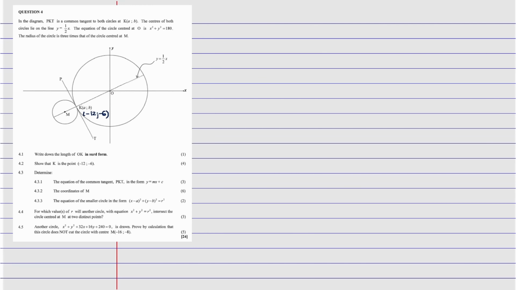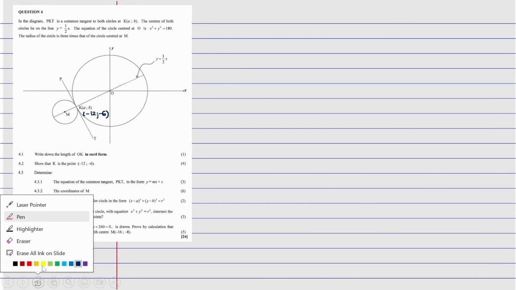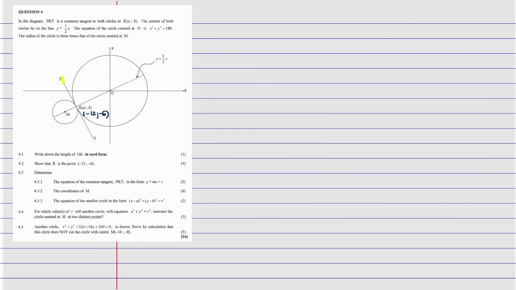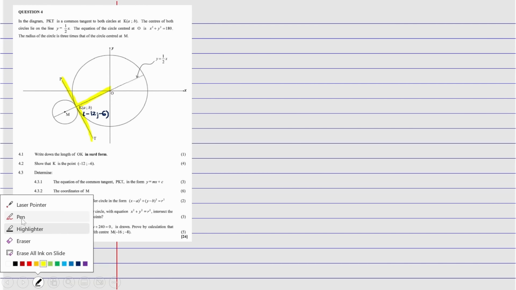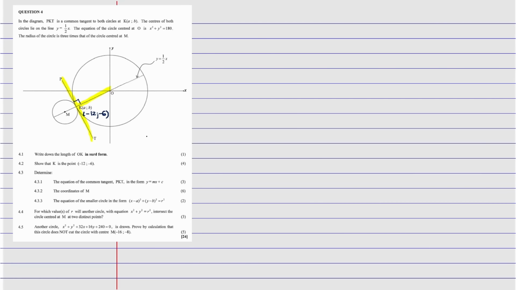Now we're going to do the second half. It says determine the equation of the common tangent PKT. So I'm going to highlight that common tangent, which is this one. What do we know about the relationship between this tangent line and the line coming from the center? We know from Euclidean geometry that the tangent and radius are at 90 degrees, so they are perpendicular to each other. And what do we know about perpendicular lines? The gradient of the tangent multiplied by the gradient of the radius needs to be equal to negative 1.